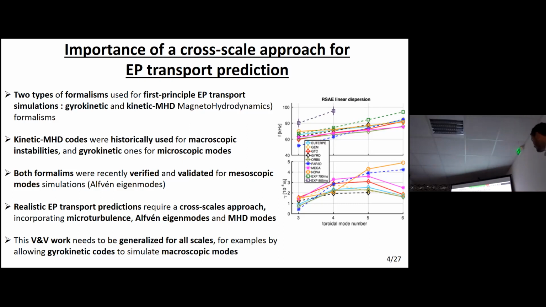Here, for example, we look at the reverse shear Alfvén eigenmode. We compare between different gyrokinetic and kinetic MHD codes the growth rate and the frequency of the mode against different toroidal mode numbers.